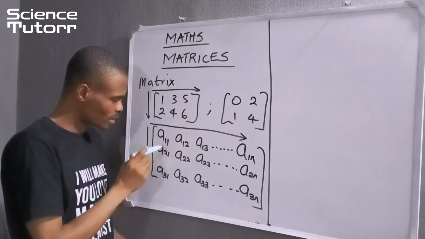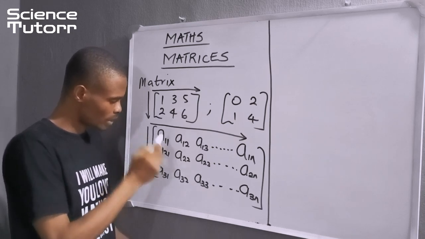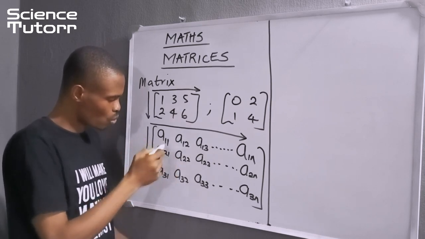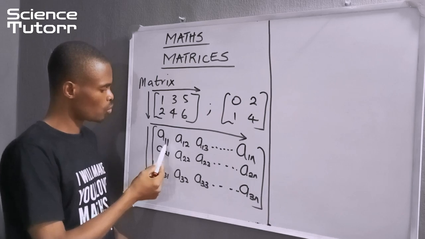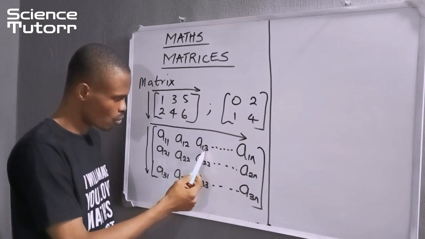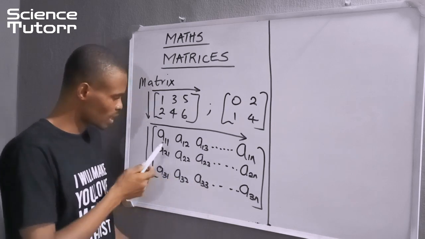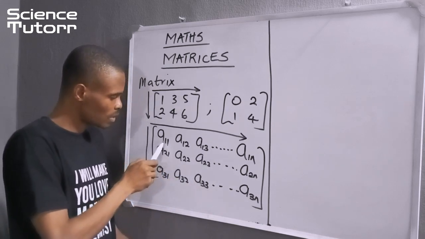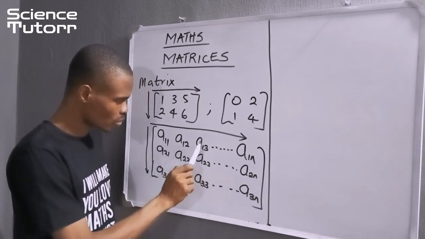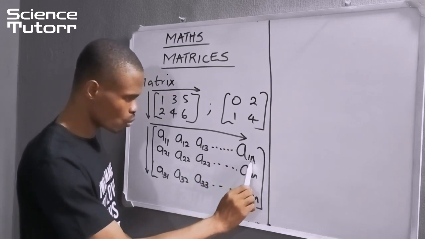A11. A11 simply means the first number represents the row, while the second number represents the column. So we have row comes before column. So row, column, A12, row, column, A13, row, column, A1n, row, column. So in interpreting this, we can say A11 simply means row 1, column 1. A13 simply means row 1, column 3. A1n simply means row 1, column n.